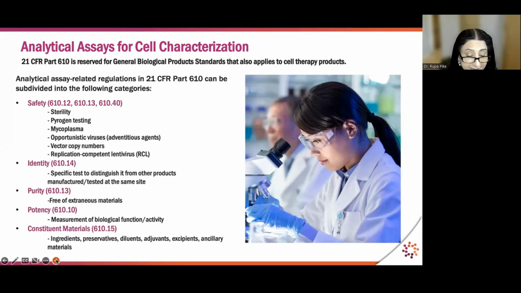The next one is identity, and this is a specific test to distinguish the cells or the product from other products manufactured and tested at the same site. Purity is an assay that determines if the product is free of any extraneous materials. Potency, which is a very important test, is the measurement of biological function or activity of the cells, which is the final product. And constituent materials include ingredients, preservatives, diluents, adjuvants, excipients, and ancillary materials. Next slide.